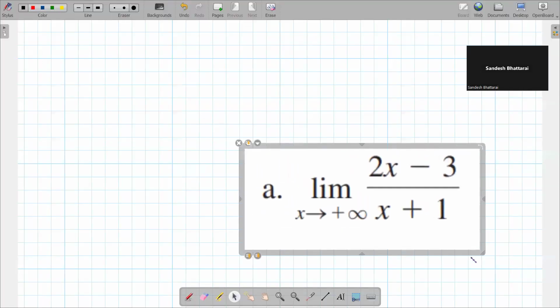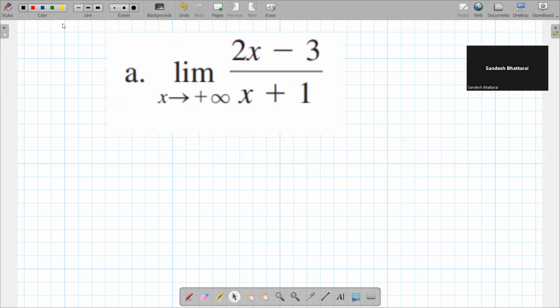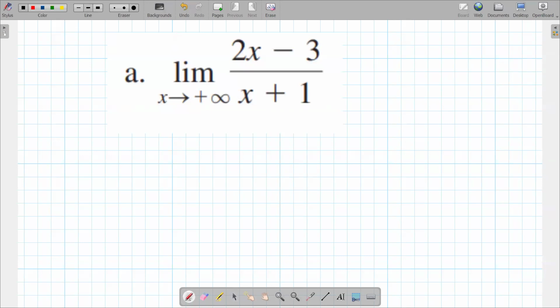So this is the question. It says, evaluate the limit for this function. Now, usually the first thing you want to do is plug and chug. You just want to plug, where's my pen? Just give me a second.